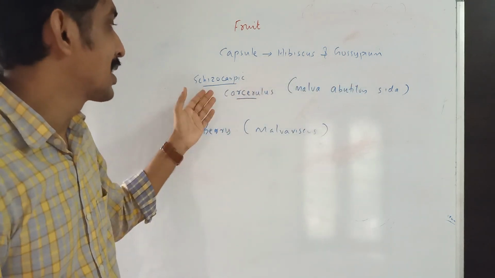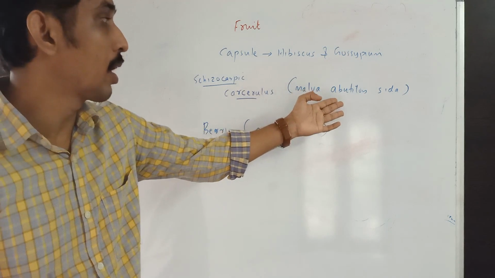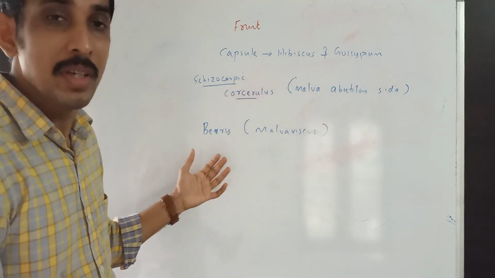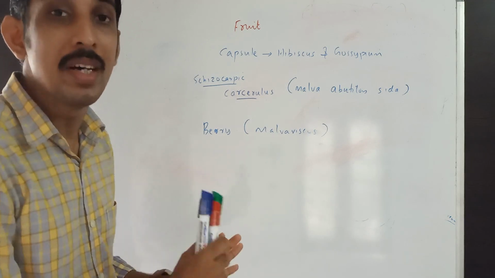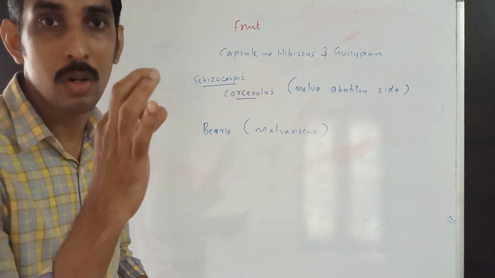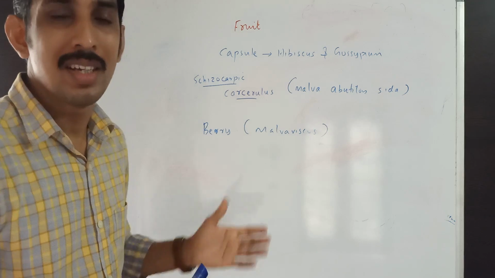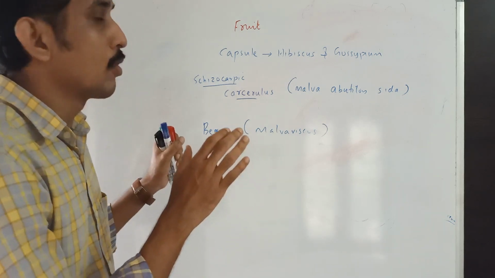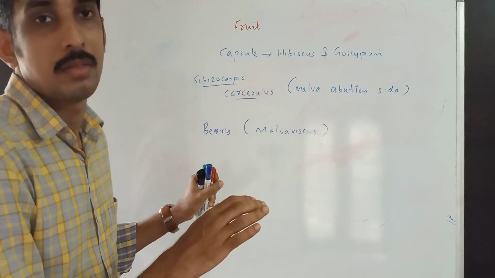And like that you can see schizocarpic fruit in the case of Malva, Abutilon, and Sida acuta. In some cases you can also see the berry fruit, a small berry-like fruit. That is in the case of Malvaviscus penduliflorus, where you can see berry also. This is about the fruit of the plant.